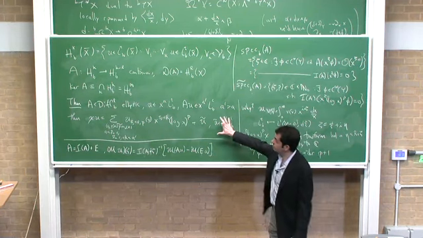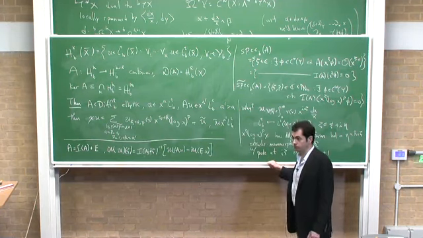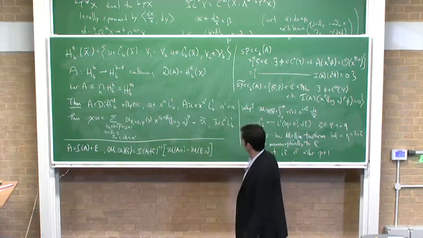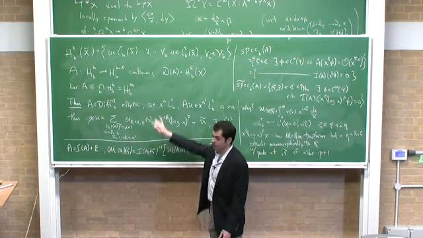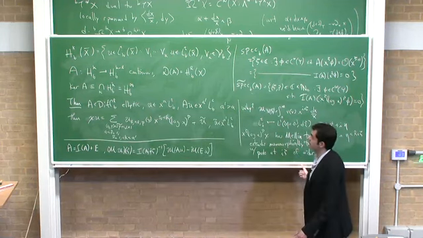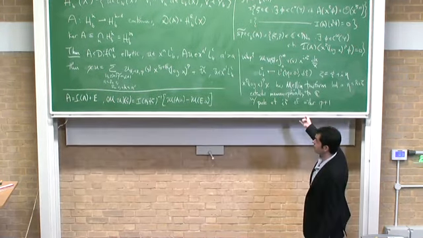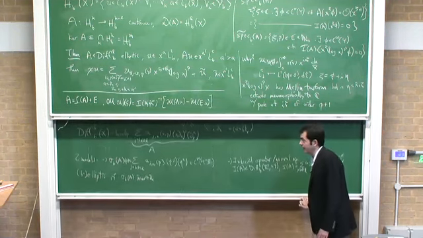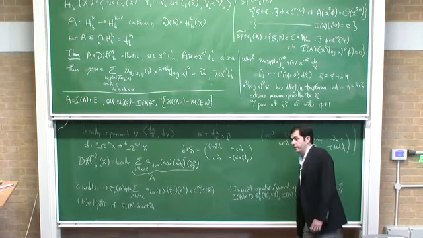Okay, so this is the structure of elements in the kernel. Well, in fact, this is just some gain in decay. So if you like, this is like elliptic regularity at the boundary, right, in terms of decay as opposed to regularity.